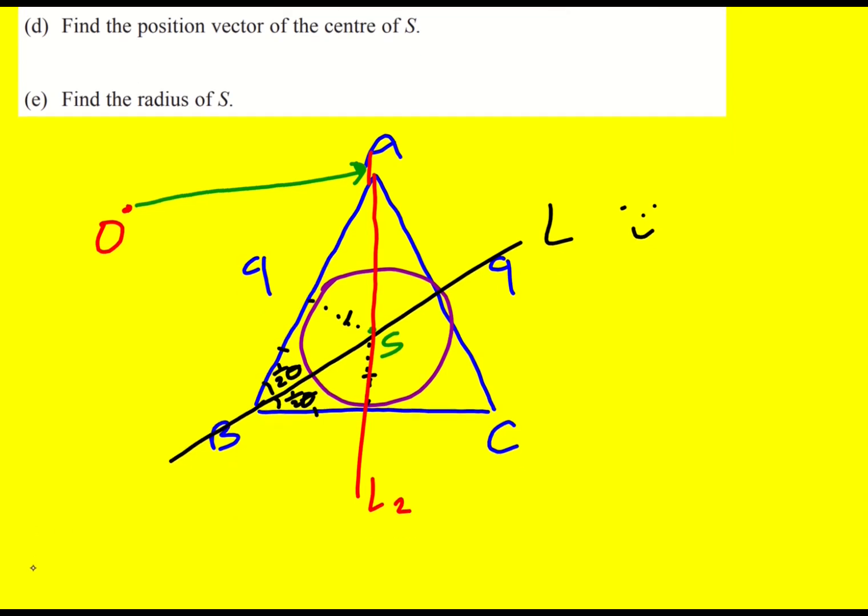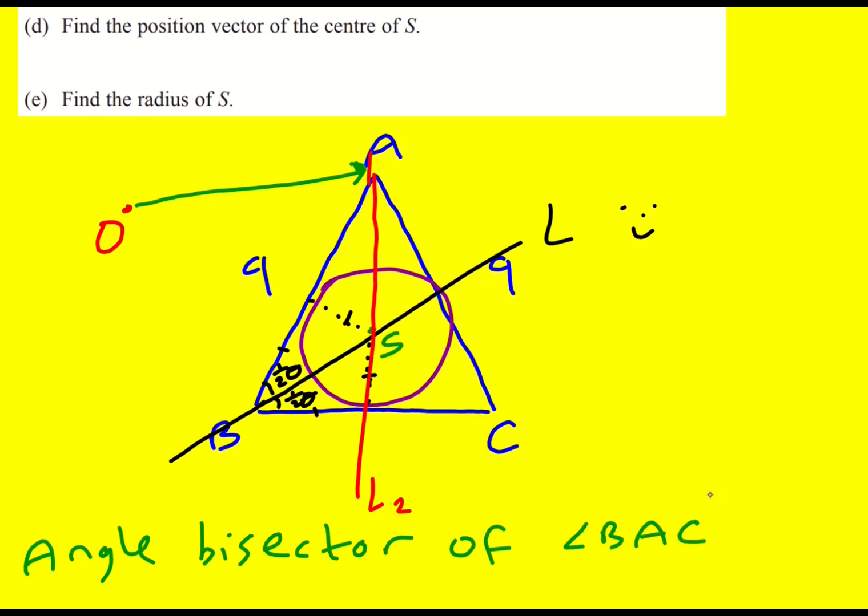So angle bisector. I'm trying to set up why I'm doing this. We're going to basically have to find the equation of the line and then solve them to find this vector here, S, the position vector. Angle bisector of angle BAC.